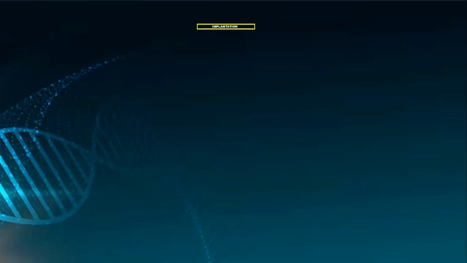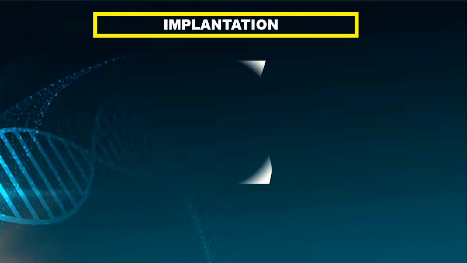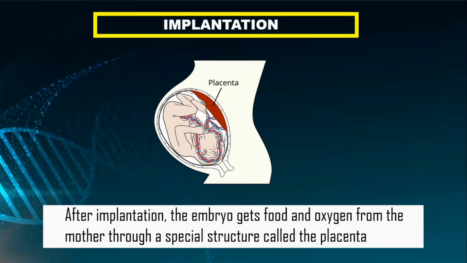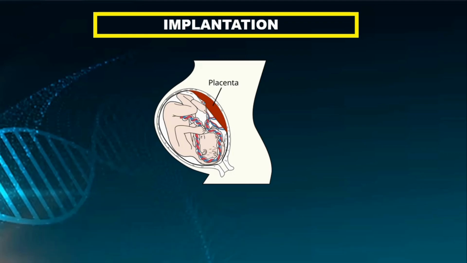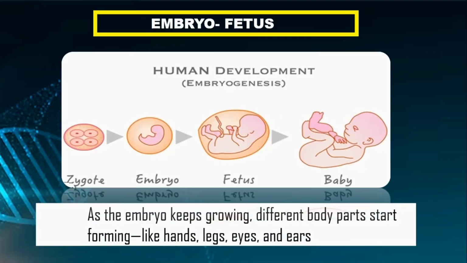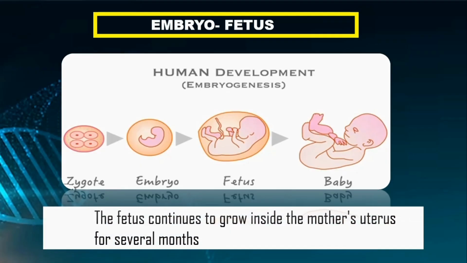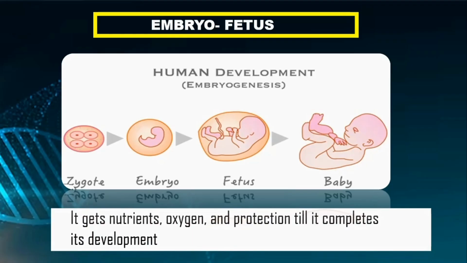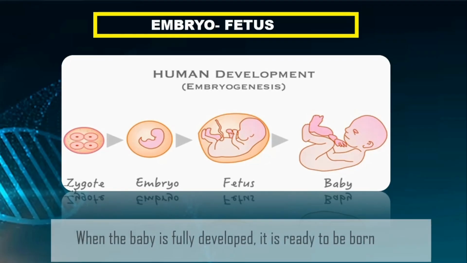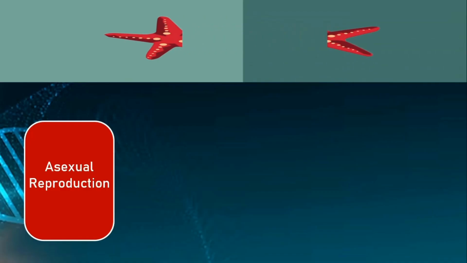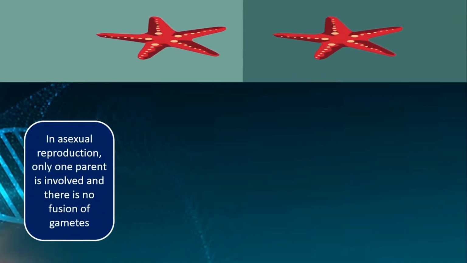This is called implantation. After the implantation, the embryo gets food and oxygen from the mother through a special structure called placenta. The placenta is like a connection between the mother and the developing baby. As the embryo keeps growing, different body parts start forming. Now, the fetus continues to grow inside the mother's uterus for around 9 months. It gets nutrients, oxygen, and protection till it completes its development, and when the baby is fully developed, it is ready to be born.